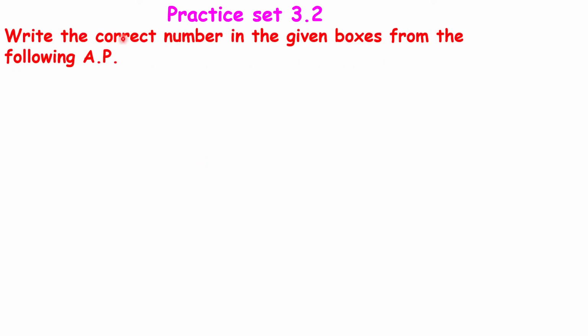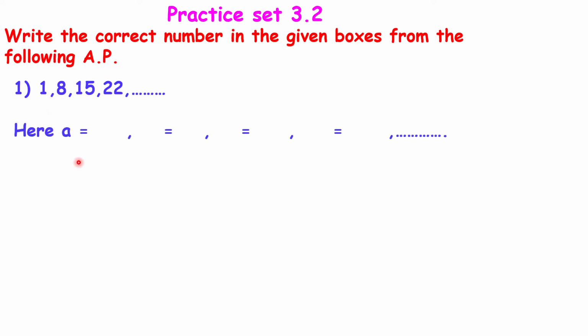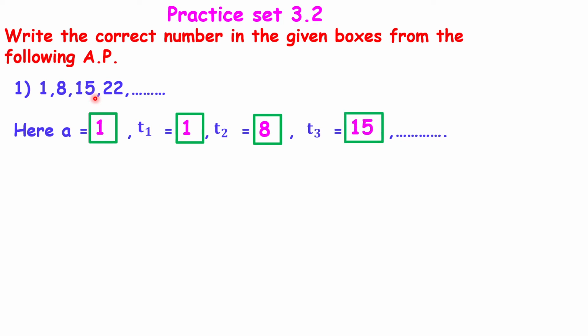Example number 1. Write the correct number in the given boxes from the following AP. The first example is given: 1, 8, 15, 22, and so on. Here A, the first term, is equal to 1. That means T1, the first term, is 1. T2 means the second term, which is 8. T3 is the third term, which is 15. The fourth term is 22, and so on.